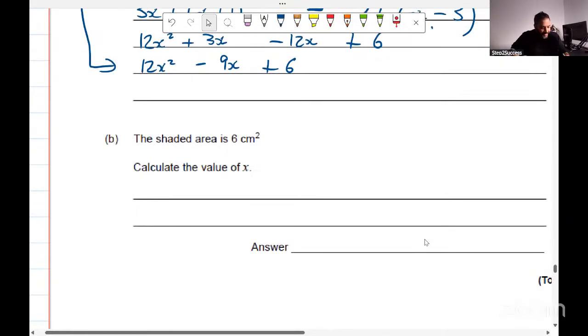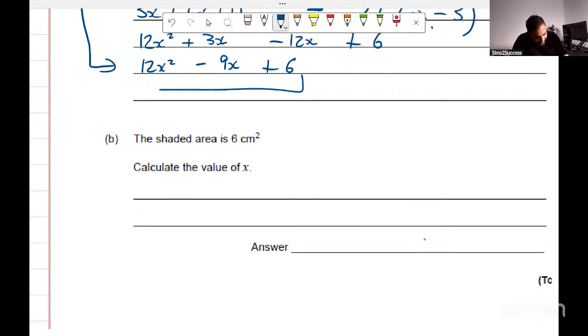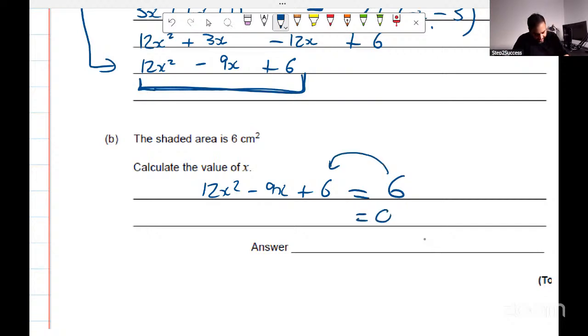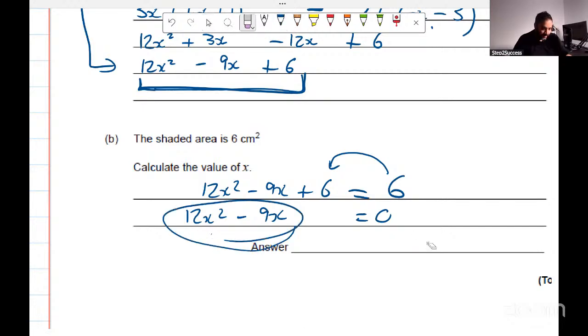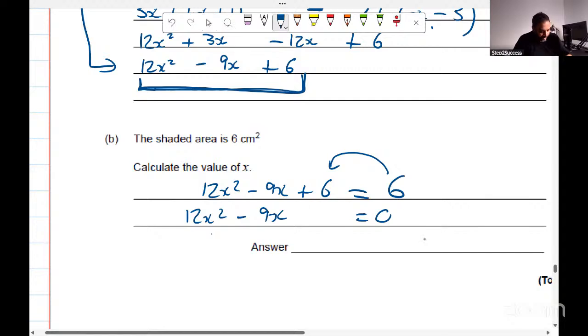Right. And then it says the shaded area is 6. So they're telling you this thing, which you worked out as being the shaded area, is 6. And then it says calculate the value of x. Okay, this is slightly easier to solve because your 6s disappear. They cancel out. So you've just got 12x squared minus 9x. And you can just factorize this in the normal way with a single bracket again. That would be a foundation level question, factorizing this.